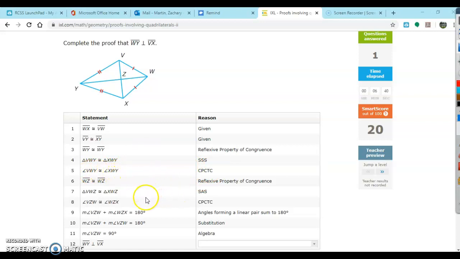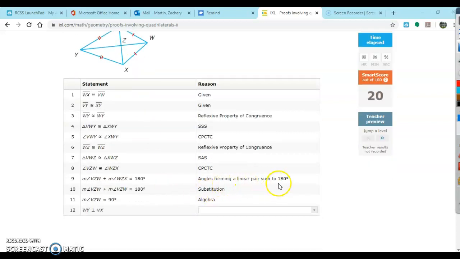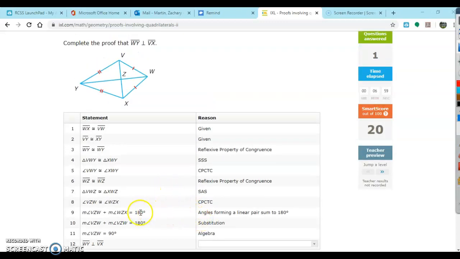And then we actually are able to prove that some other triangles are congruent. We've got SAS showing that VWZ, the small triangle here, is congruent to this other small triangle, WZX. Now we know that angles that form a linear pair sum to 180 degrees. We've got that here, and then we also have substitution. Because we knew that these angles were congruent, we can substitute one for the other. So the measure of angle WZX, we can substitute the measure of angle VZW. Notice we just place that in from here to here.